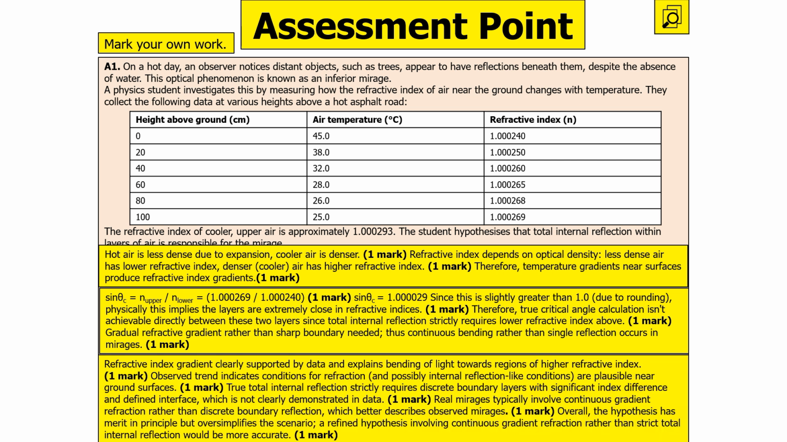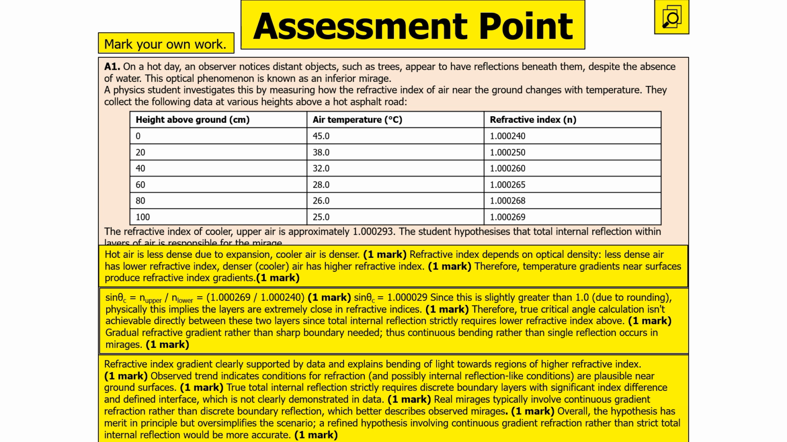Now, the refractive index gradient is clearly supported by the data and explains why the light is bending towards the regions of a high refractive index. The observed trend indicates conditions for refraction are plausible near the ground surfaces. Now, the total internal reflection strictly requires discrete boundary layers with a significant index difference and defined interface, which is not shown in the data.